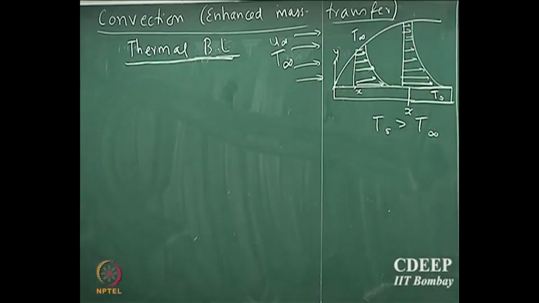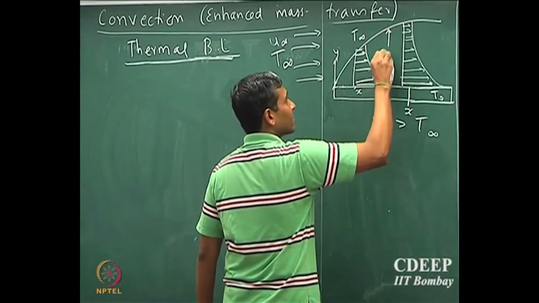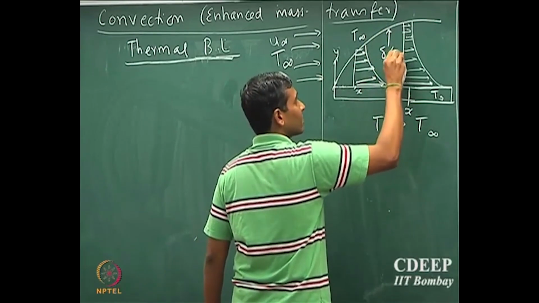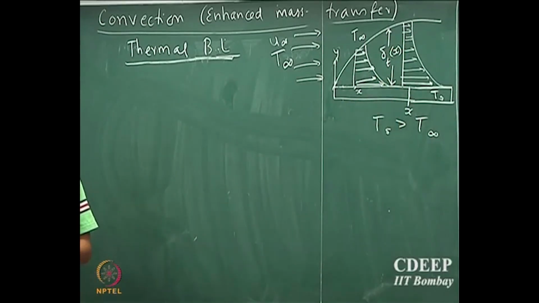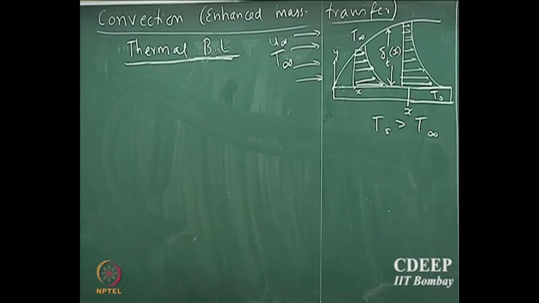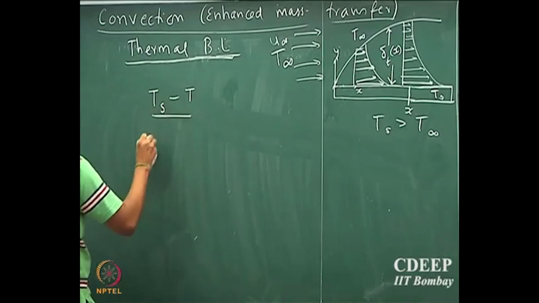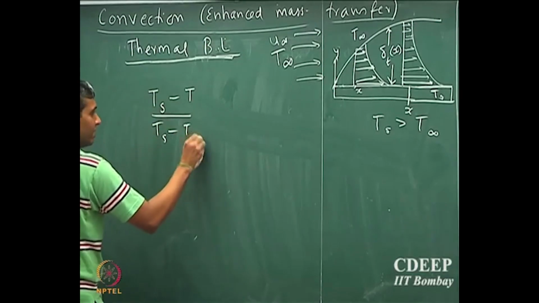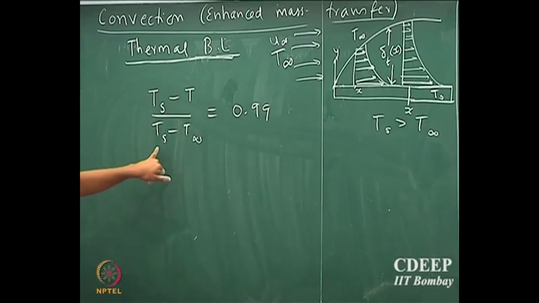So one could define thermal boundary layer thickness. This height is called the thermal boundary layer thickness, which is again a function of the x direction, and it is defined very similarly to how the momentum boundary layer was defined. We said 99% velocity. Similarly, here we can define (Ts minus T)/(Ts minus T infinity) equal to 0.99.